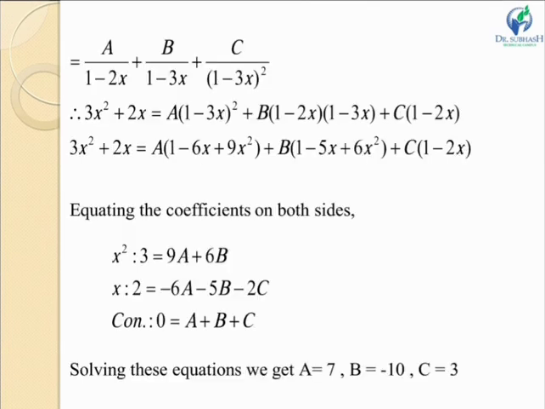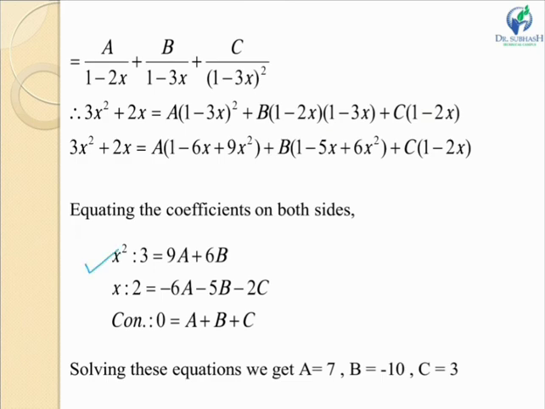Now we will use the method of partial fraction. By using the method of partial fraction, we get A upon 1 minus 2x, B upon 1 minus 3x, C upon (1 minus 3x) square. Now on taking the LCM, we get this particular equation. Now again, I will open this using (a minus b) whole square. I will open this whole bracket and I get 1 minus 5x plus 6x square, and the last term will be as it is. Now I will equate the coefficients on both the sides.